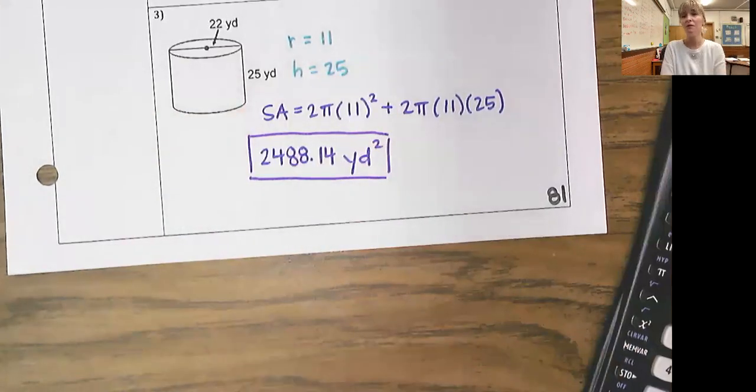So what you need to be able to do for this standard is understand 2B plus Ph and use that for rectangular and triangular prisms. And you need to know 2 pi r squared plus 2 pi r h. That's for cylinders. Give your quiz a try. Let me know if you have any questions.